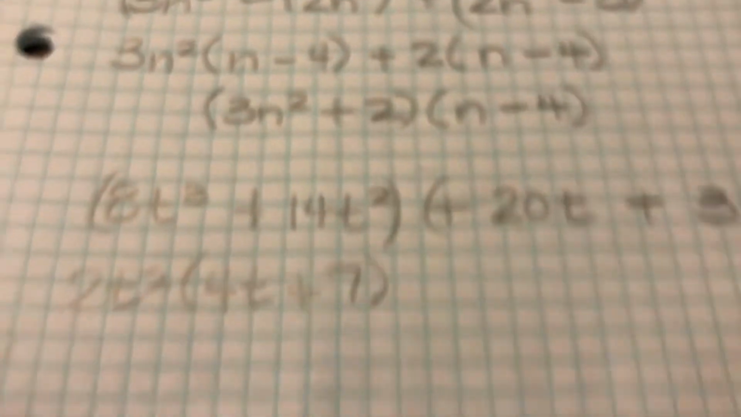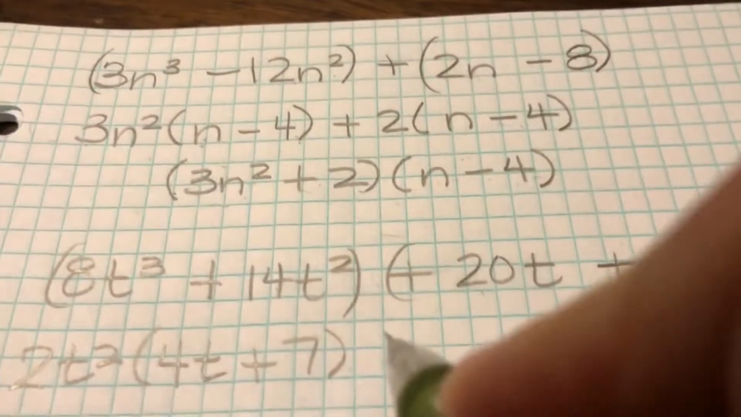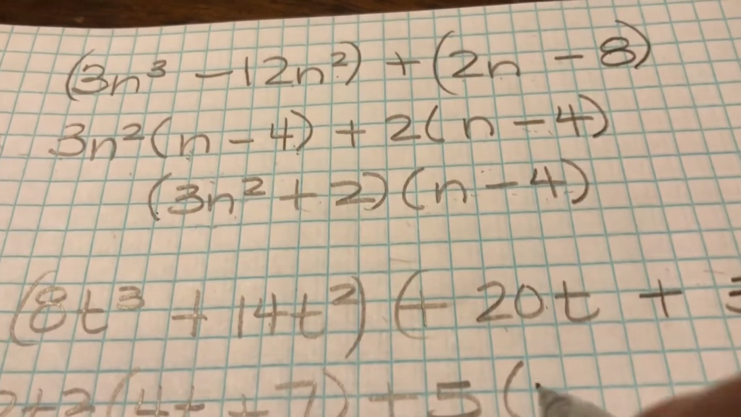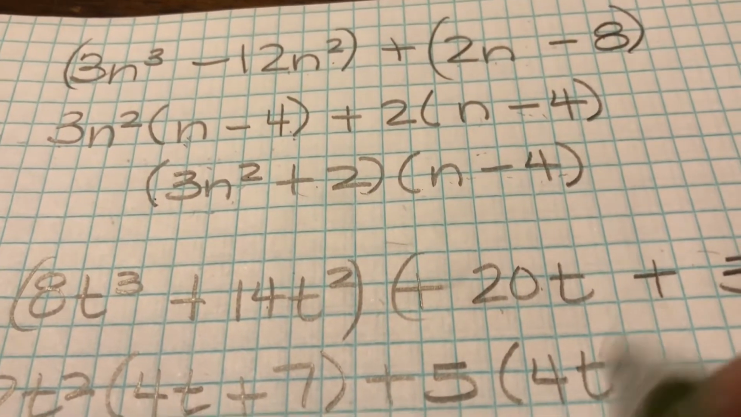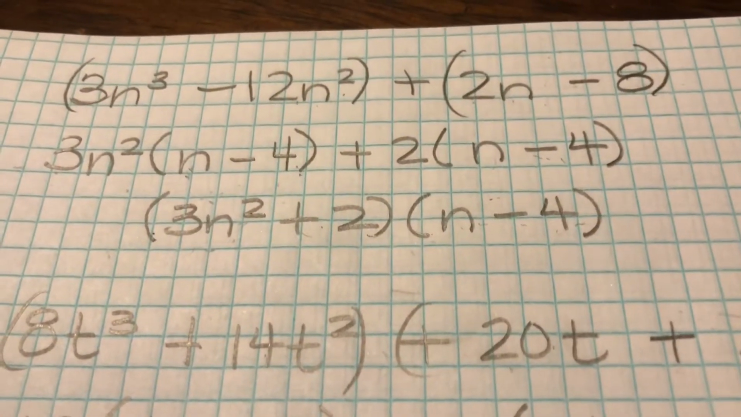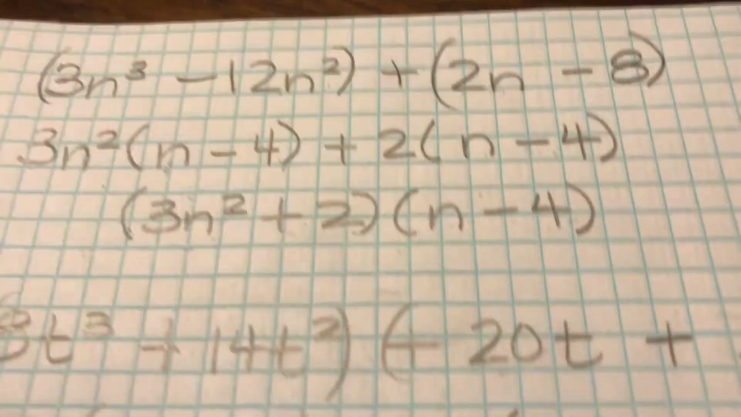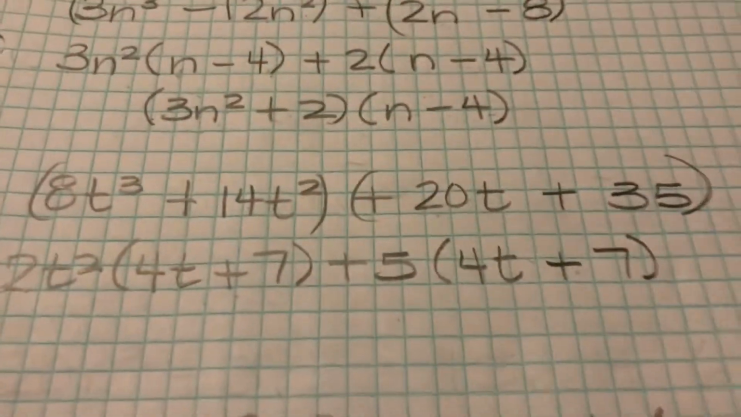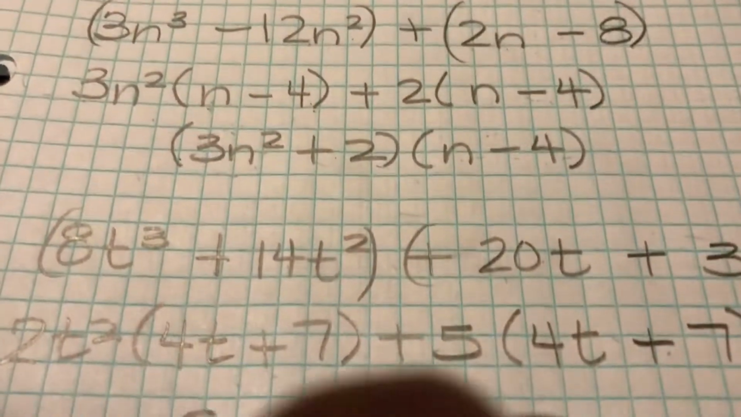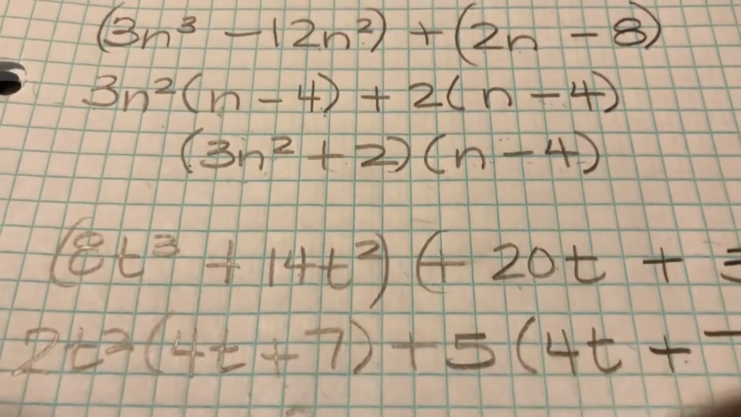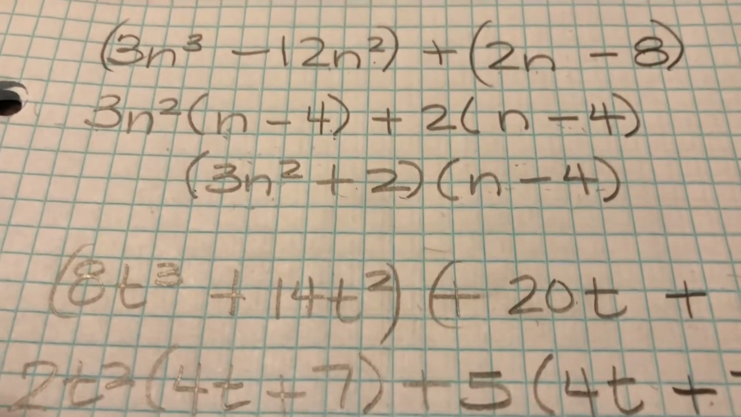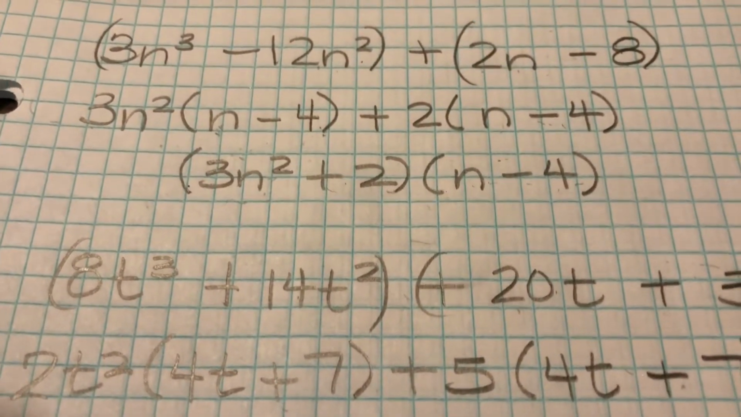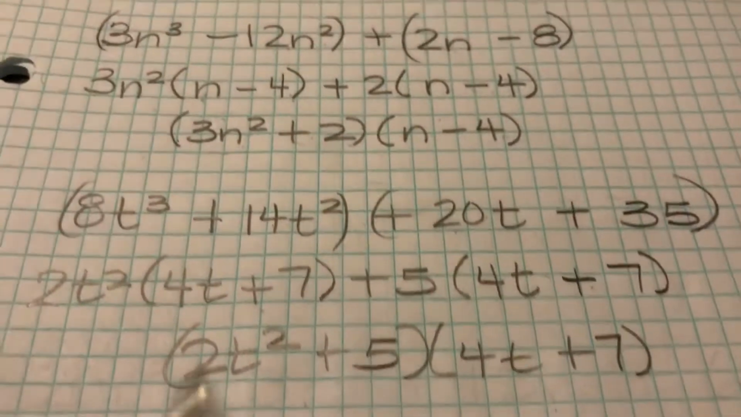20 and 35 have a 5 in common, so plus 5. 5 times 4 would give me 20 and a t. 5 times 7 would give me 35. And notice I have that common binomial in my parentheses. And then I'm going to regroup. 2t squared plus 5, that binomial, times the quantity 4t plus 7. And that's my factored form.